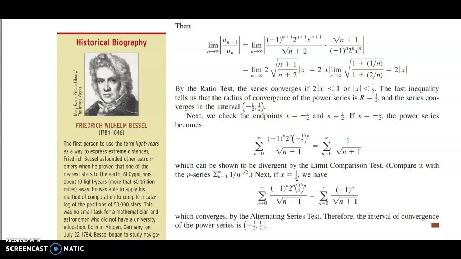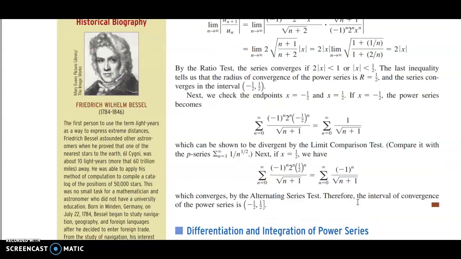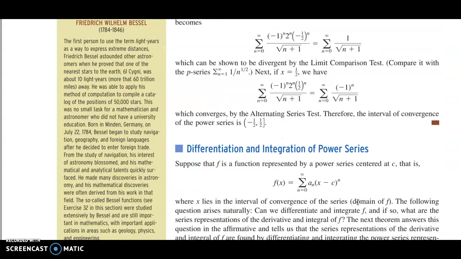Put x equal to 1 by 2. Then the series will be of the form minus 1 power n divided by root n plus 1. And by the alternating series test, we can say that the series converges. So this is the interval of convergence: open at minus 1 by 2. This is very important: we have to check whether the interval is closed or open.